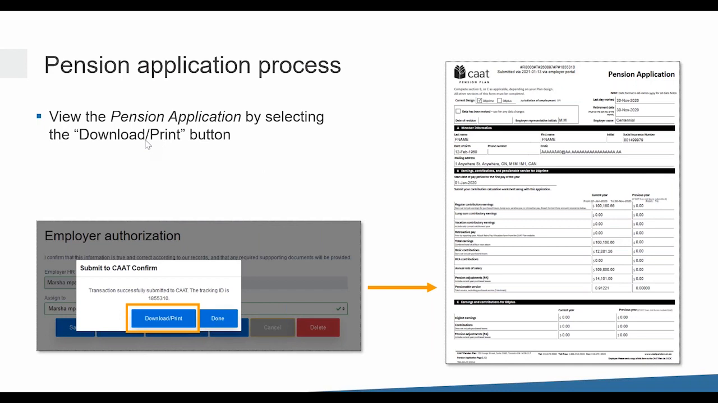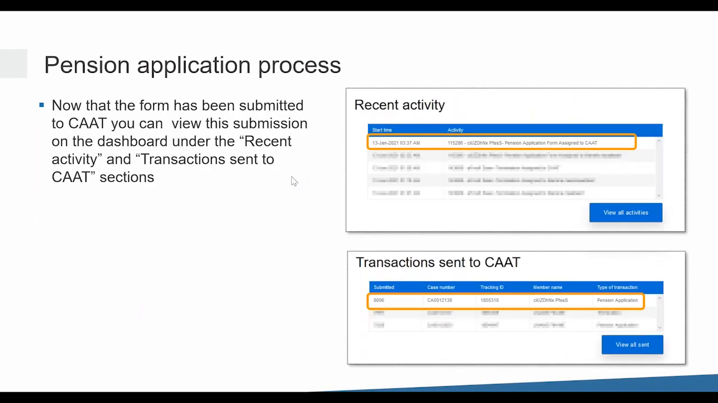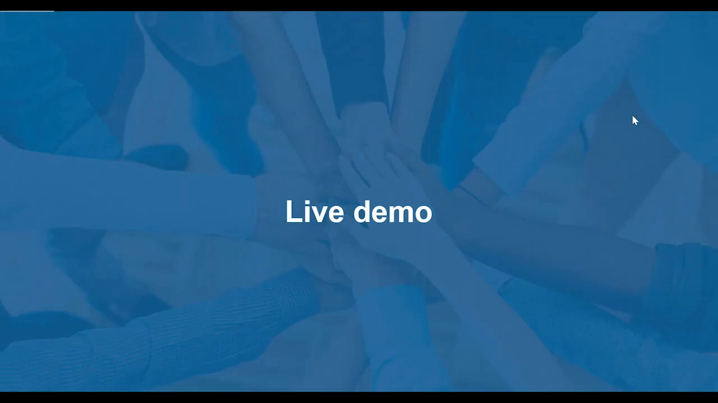If you click Download Print, you will see a PDF version of the pension application with the information you provided in the portal. This is not required to be sent to the plan. You will now see in your dashboard the pension application that you sent to CAT in the Transactions Sent to CAT section and in your Recent Activity section. I will now pass it over to Marcia for a live demo.